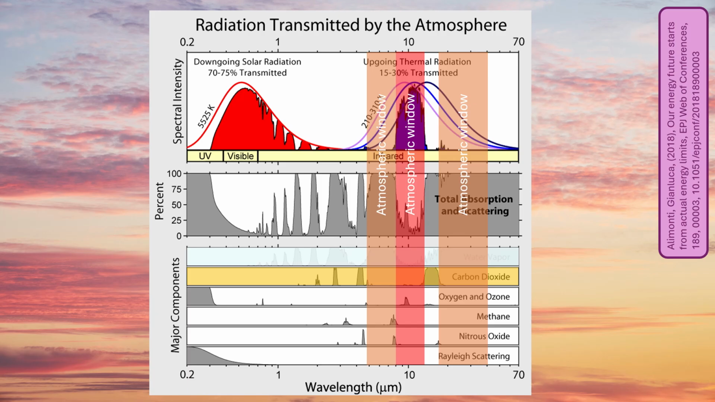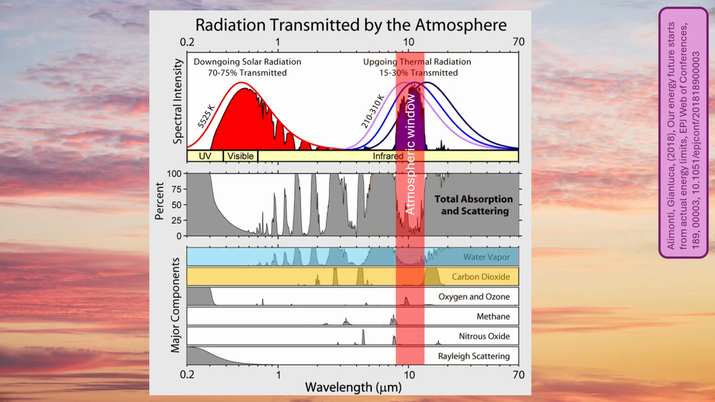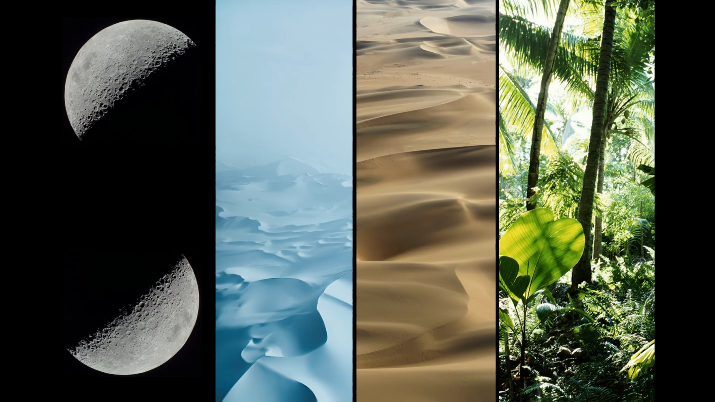Humidity is not just a detail, it modifies the radiative structure of the atmosphere. And unlike carbon dioxide, water vapor concentration can change rapidly and regionally. It is dynamic. Now consider 4 environments: the Moon, Antarctica, a dry desert, and a humid tropical rainforest.